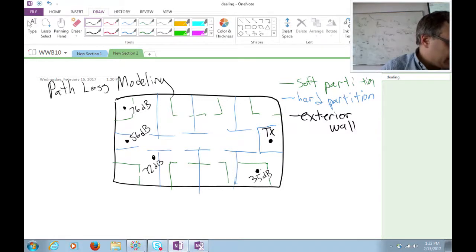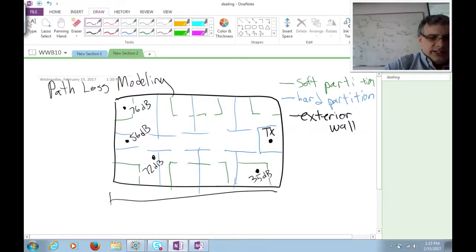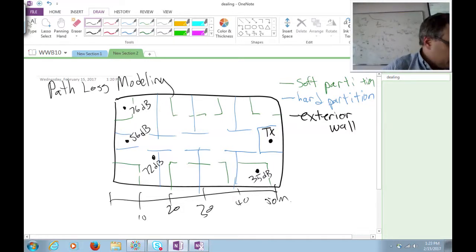planning a wireless LAN. Construct a system of equations in matrix form that allow you to calculate partition values for hard cinder block wall partitions and soft drywall partitions. You may make rough estimates of distances. So there's actually a little scale down here: 10, 20, 30, 40, 50 meters. You may make a rough estimate of distances.